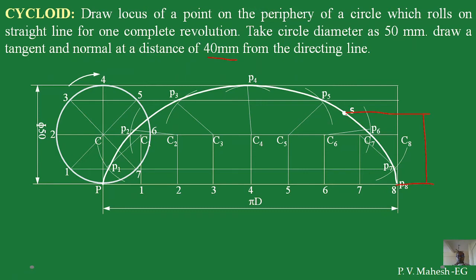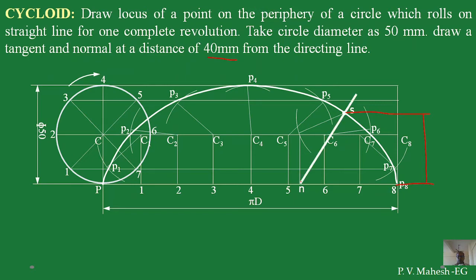I have to cut an arc with the radius of the rolling circle on the center line. With S as the center, I cut an arc with the radius of the circle on the center line. I will get one center end point. From this I have to draw a normal to the directing line. This line is the normal to the directing line. So I will get N. If I join N and S, then I will get the normal for the cycloid.